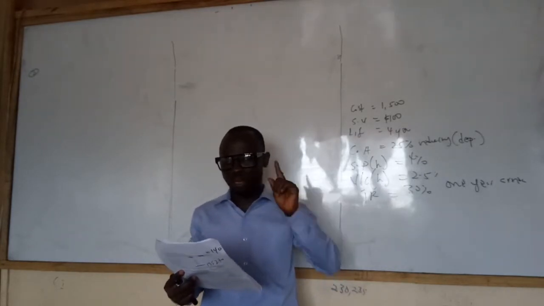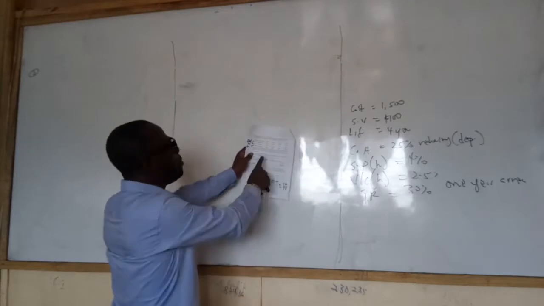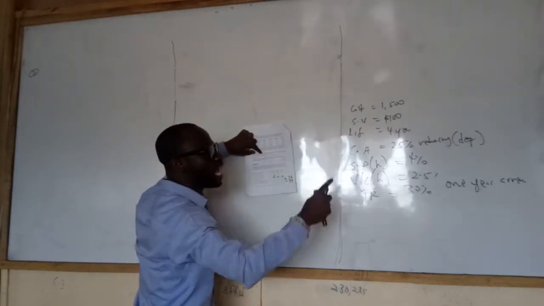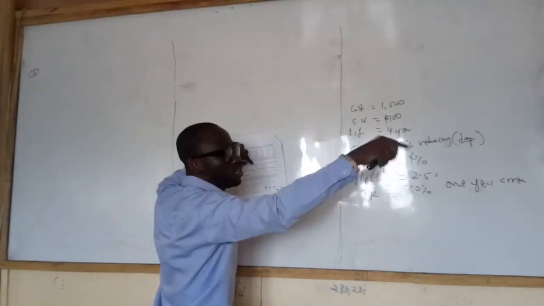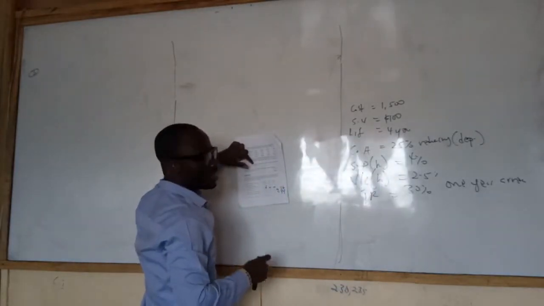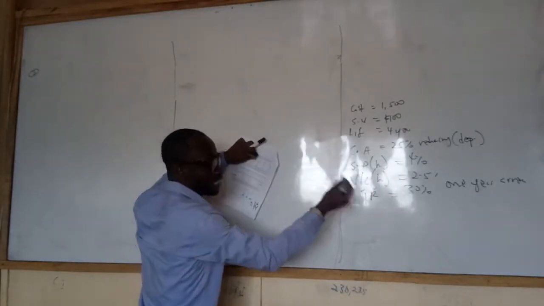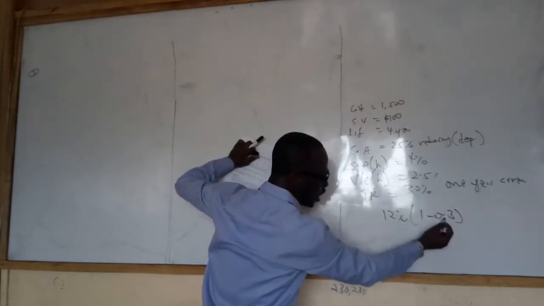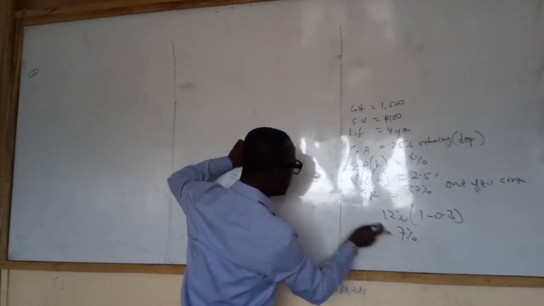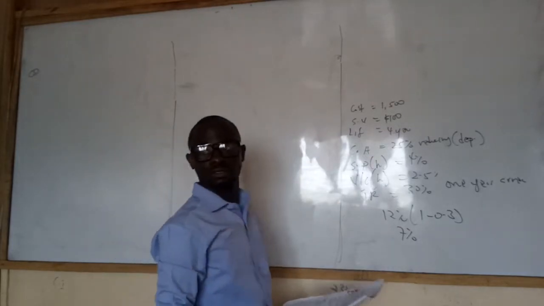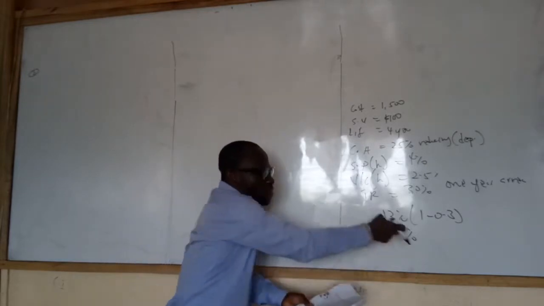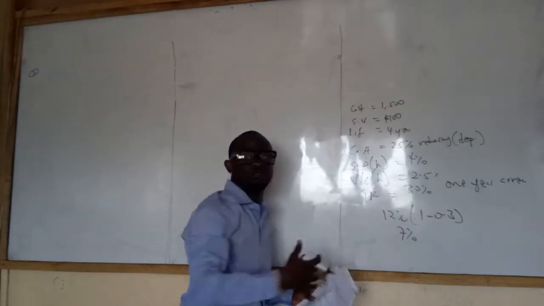Now, why did I say that? Because he could just give us the before tax rate. In that case, that means you will have to calculate the after tax rate. So how would you have calculated that? Simple. 12% times 1 minus the tax rate, 0.3. When you do this, you will get 7% there. This is how we would have calculated it ourselves.